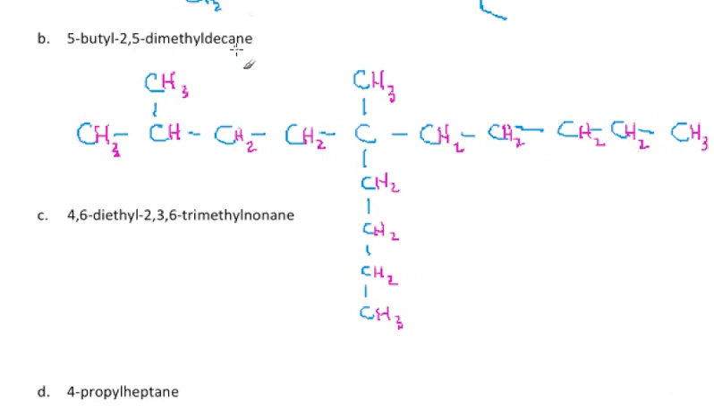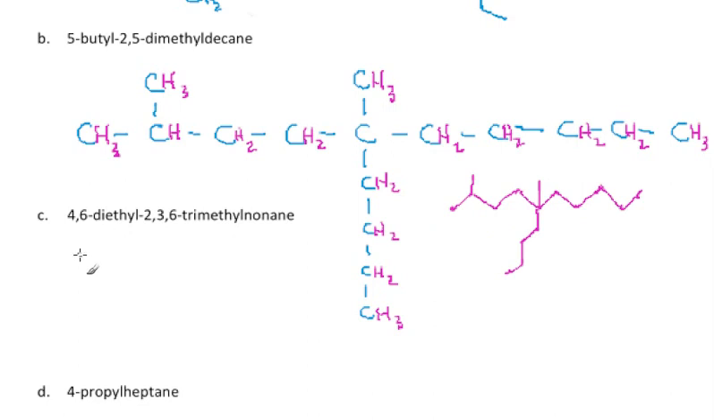If we do this with line structure, the decane will look like, there's your first carbon, 2, 3, 4, 5, 6, 7, 8, 9, 10. Fifth carbon, 1, 2, 3, 4, 5, gets a butyl group, 1, 2, 3, 4. Second and fifth carbons get 3, 4, 5, methyl groups. Something like that.